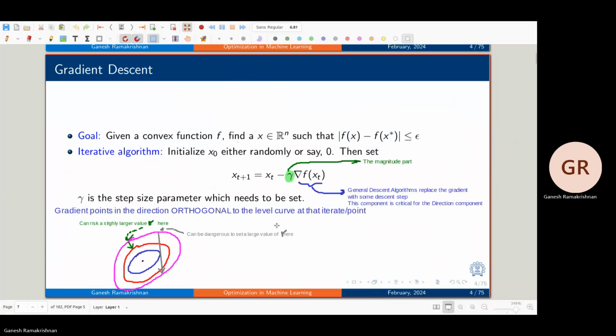Just recapping all the points I made here. The gamma is the magnitude part, and out here I can risk a slightly larger value of gamma. But as I keep going inside, I can't risk it. I need to be more careful. So maybe here I can take a slightly larger plunge, but as I go inside the level curves, you can see that too large a step might lead to overshooting. It'll be conservative. In fact, even at the gray point, even though you're outside, you have to be careful.